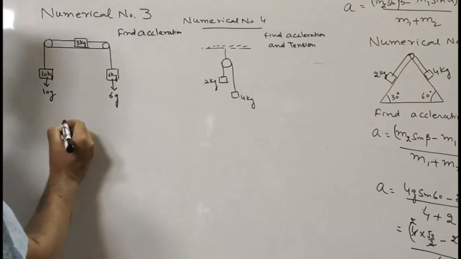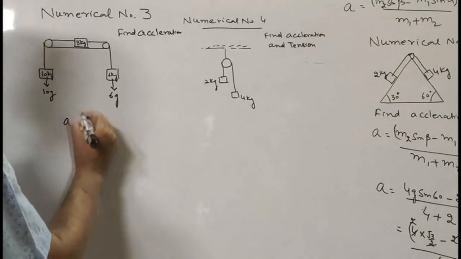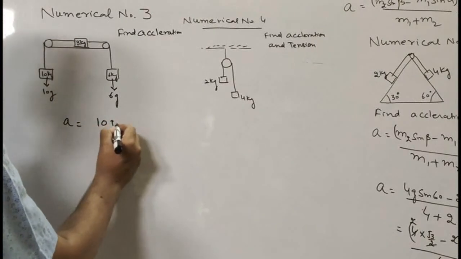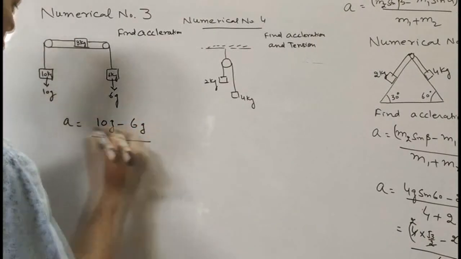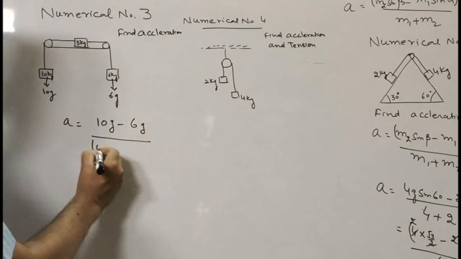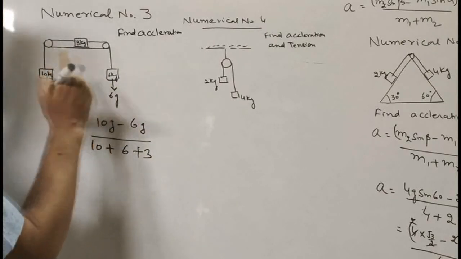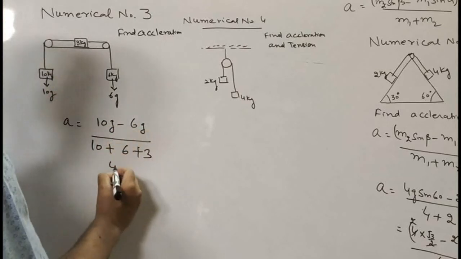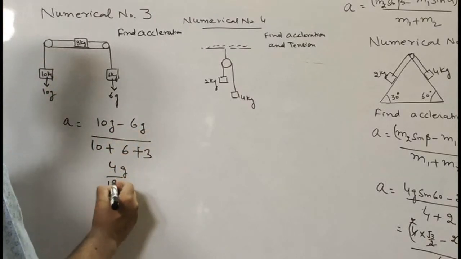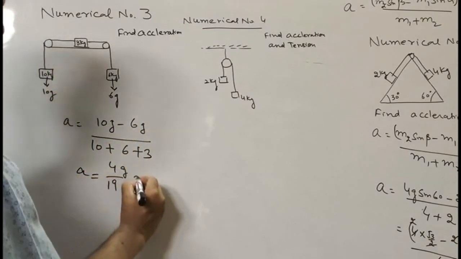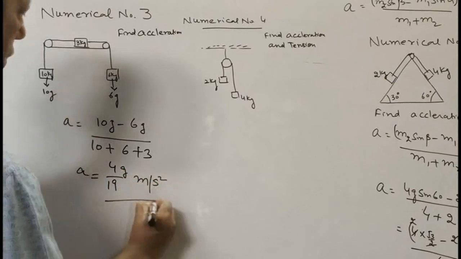So acceleration is equal to (10g minus 6g) over total mass, 10 plus 6 plus 3, which is 19. 10g minus 6g is 4g over 19, so acceleration is 4g over 19 meter per second square.